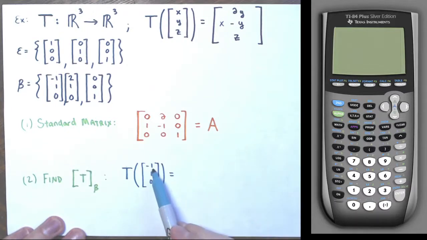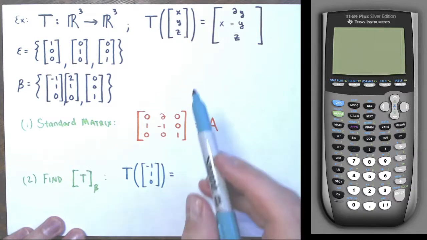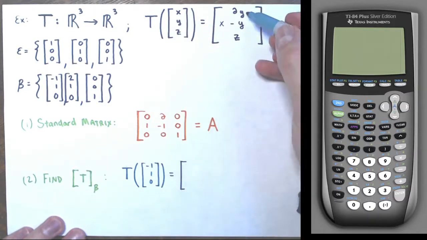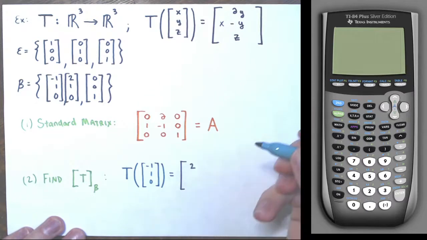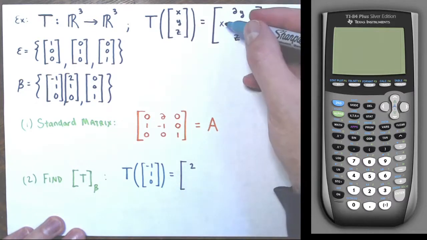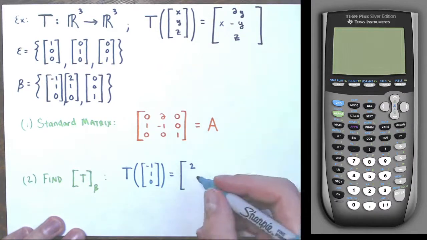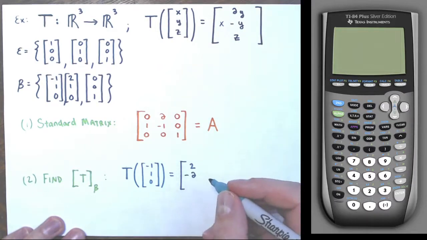So x is negative 1, y is 1, 0 is z. So I have 2 times 1. Then negative 1 minus 1. And then 0.